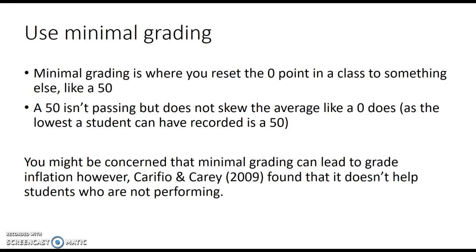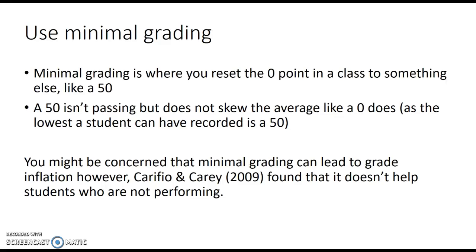So in a minimal grading scheme, what we do is we take away the 0 point and we replace it with something else like a 50. Now, a 50 on our scale is an F. It is a failing mark. But by eliminating the 0, what we're doing is protecting students who may dip down, or are at the lower end of the passing range, from a lot of harm if they happen to get one very bad grade.